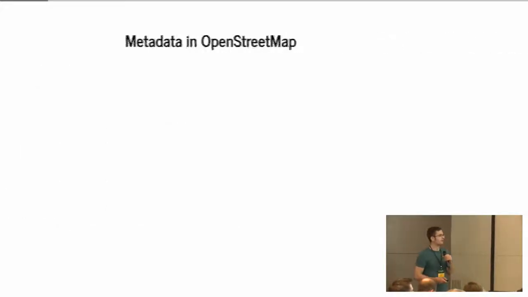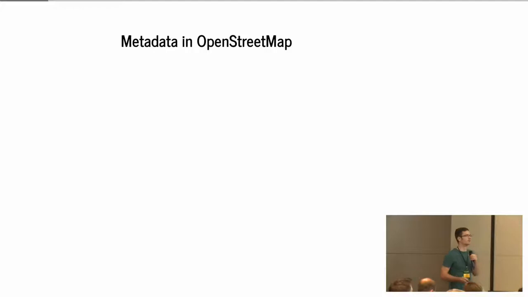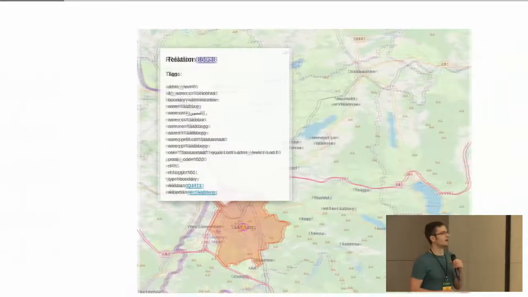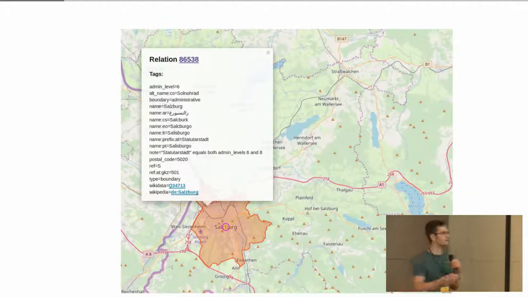And each of these elements can have their own metadata, and this is usually stored as a key value pair. So for example, you have the key amenity, which is pretty common, where you have then values like bar, barbecue, beer garden, and restaurant and so on. And if we have a look at this data in an example, Salzburg, my home city, you can see the various key value pairs that you have. So you have name, you have admin level, and so on. And right on the bottom there, you'll see a little bit small, you can see Wikidata with this weird number and a Q in front of it.